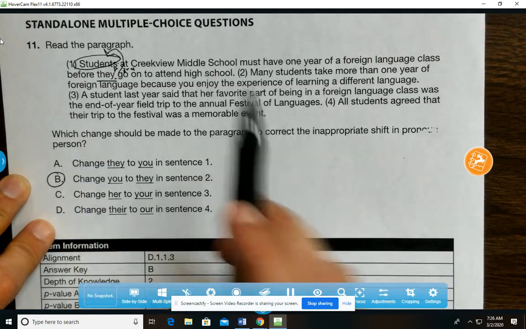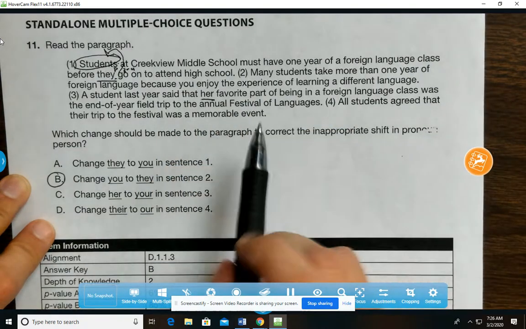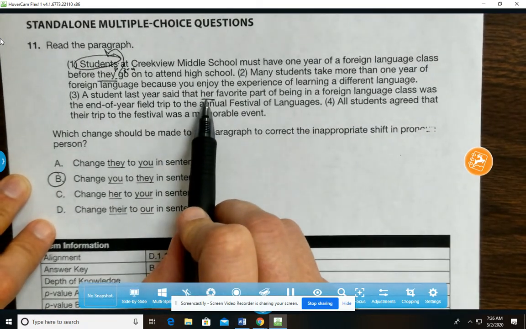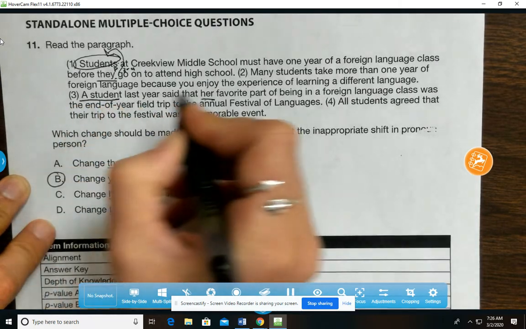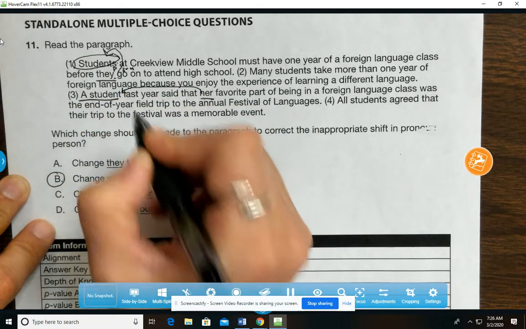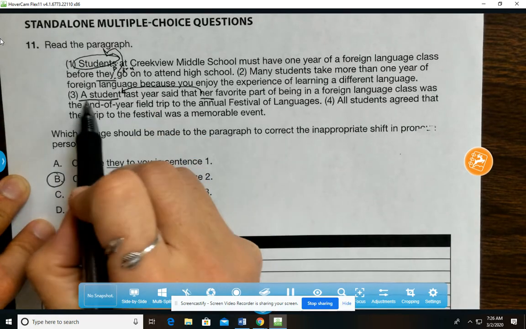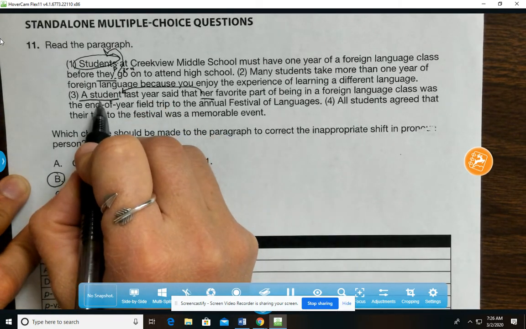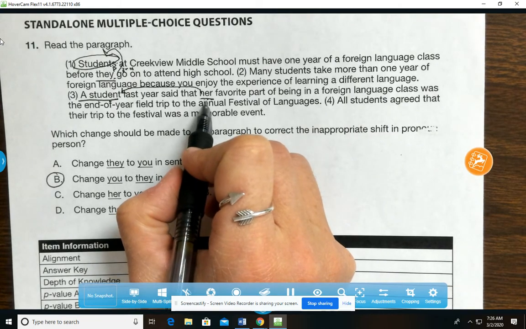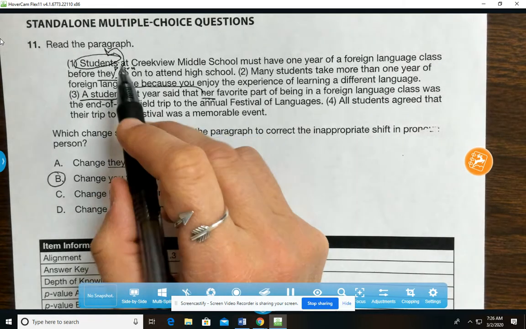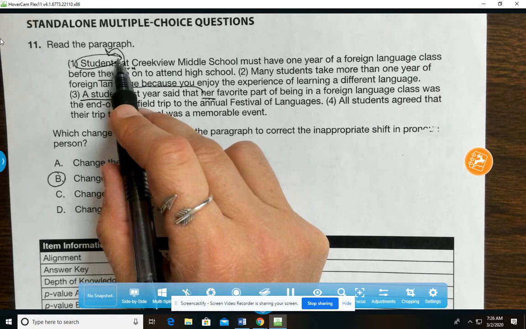In sentence 3, "her favorite part." The reason they use the singular pronoun here, "her," is because it says it was a student. A student is the correct and accurate antecedent here. A student is one student, which means it's singular, which means we need a pronoun that matches up that is also singular. It's also in the third person, as we already established in the opening sentence.